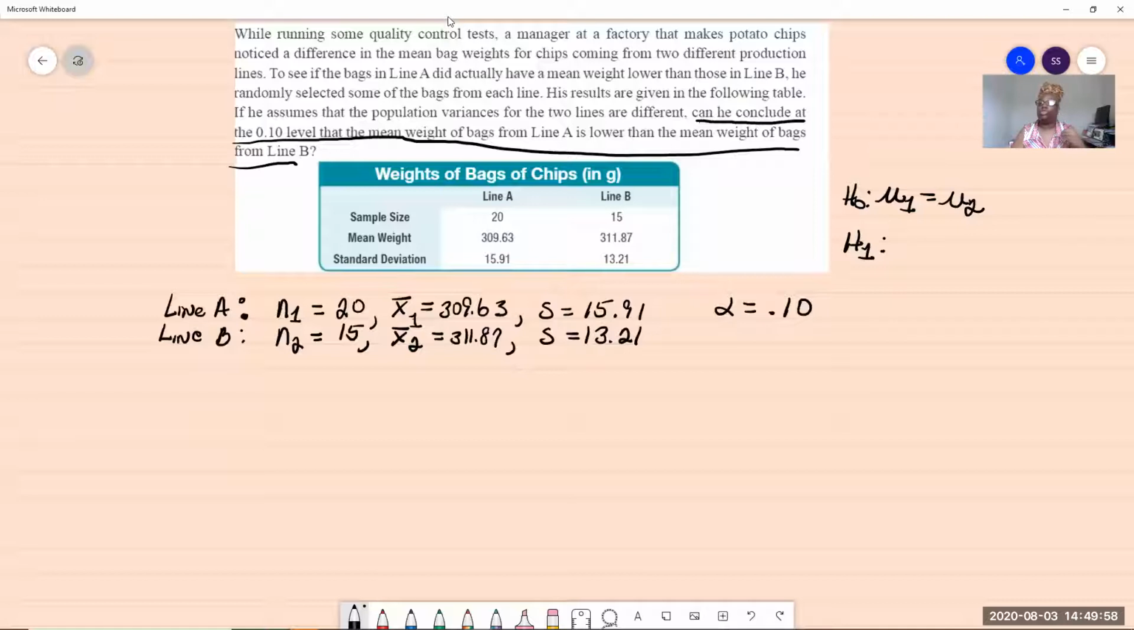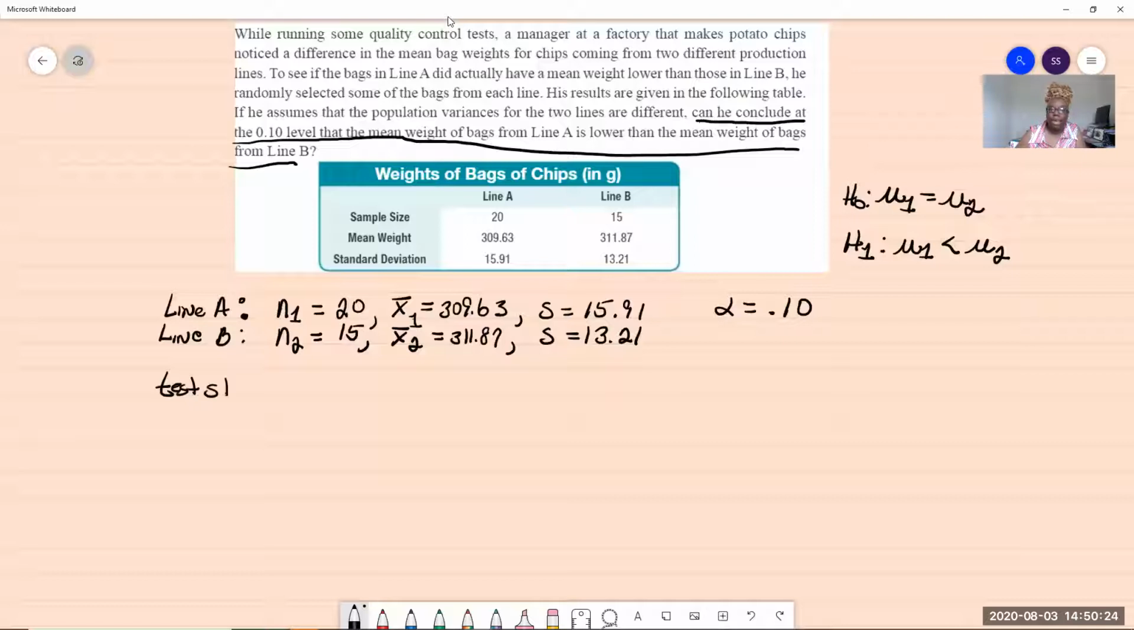But he's trying to conclude, his test is, can he conclude that the mean weight of line A, right, is lower than the mean weight of line B, okay? So that's our alternative, all right? Now we're going to move on to our test statistic.